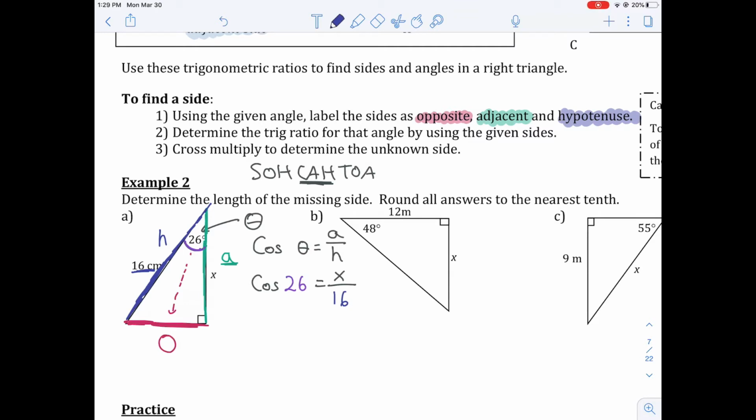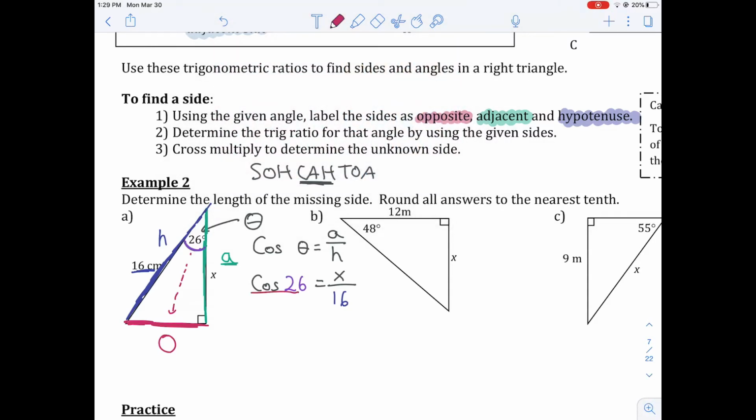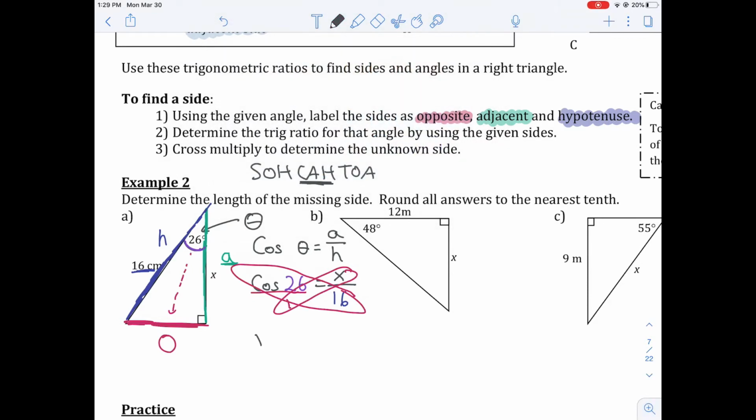After this, you guys can think back to how to cross multiply to get your answer of x. You're going to multiply the diagonals across, and then divide after that. So let's take my red. I'm going to draw this over a 1, so it's easier to see. I'm multiplying this 1 by x, and I'm multiplying this 16 by cos. So my answer, x, is going to be 16 multiplied by the cosine of 26.